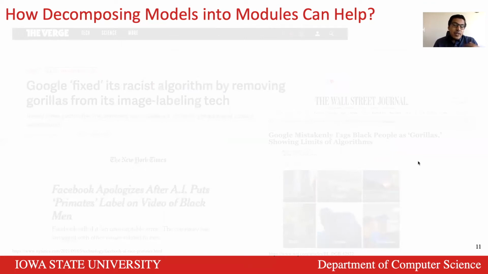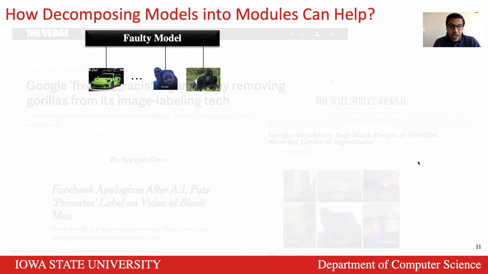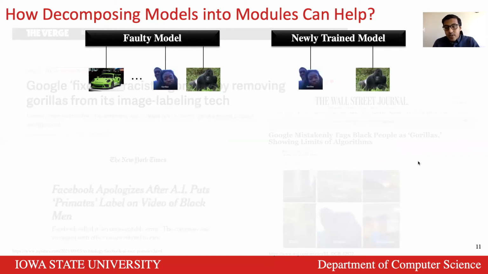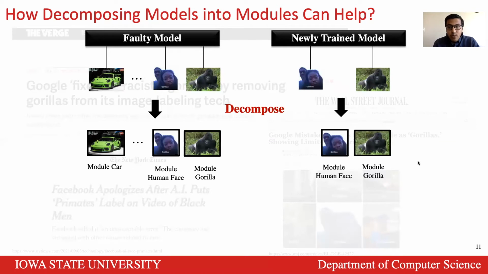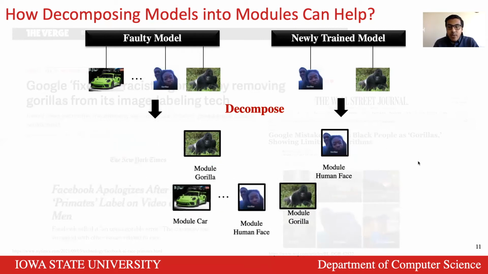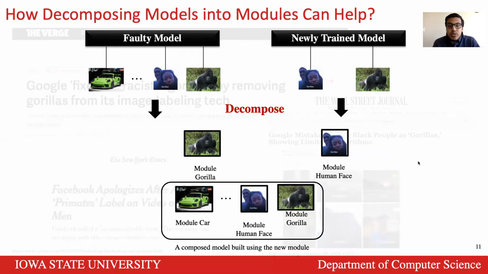Now, instead of the previous solution, we can train a new model with the person and the gorilla classes and validate that the trained model does not demonstrate faulty behavior. We decompose the newly trained model into two modules, gorilla and human face, and also decompose the faulty model, and replace the faulty gorilla module with the new decomposed gorilla module.